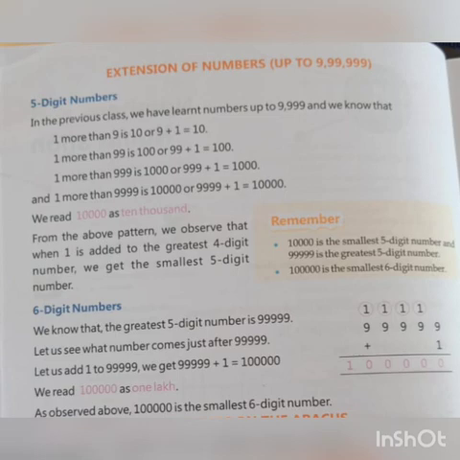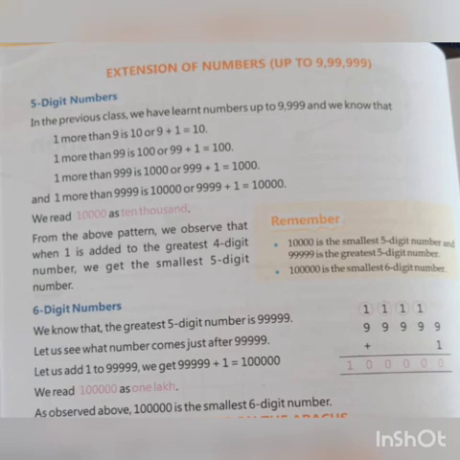Then next, 1 more than 99. If you add 1 to 99, you will get 100. Then if you add 1 to 9,999, you will get 10,000. So if you add 1 to the greatest number, you get the smallest number of the next digit. We have formed a pattern: adding 1 to the greatest 4-digit number gives the smallest 5-digit number.